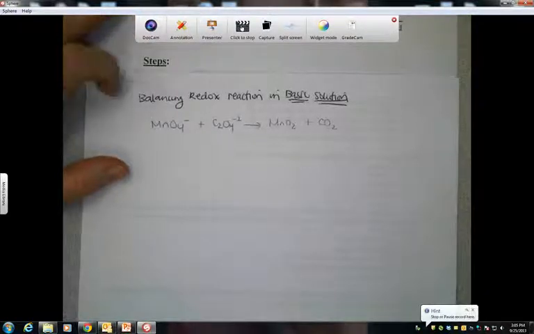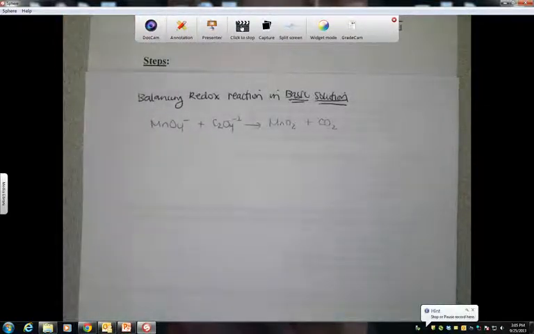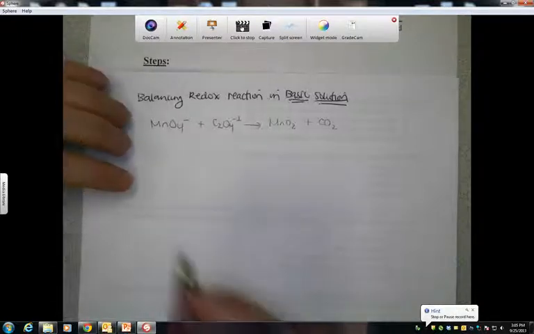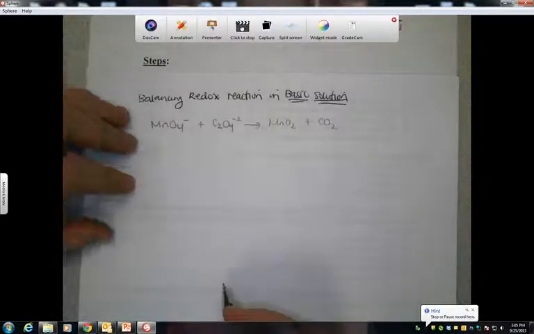So as promised, here is a tutorial on how to balance a redox reaction in a basic solution. By basic we mean that overall, when all is said and done, it would test as a base instead of an acid. Alright, so here's our equation. This is the equation we're going to balance.